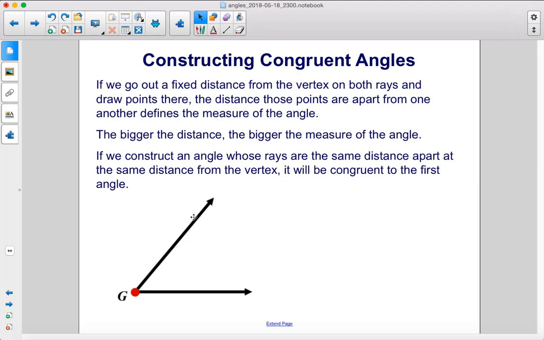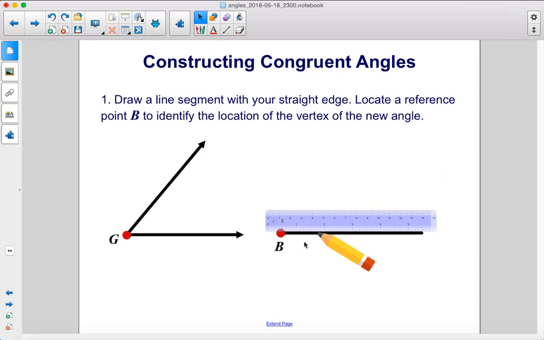If we construct an angle whose rays are the same distance apart at the same distance from the vertex, it will be congruent to the first angle. Step 1. Draw a line segment with your straight edge. Locate a reference point B to identify the location of the vertex of the new angle.